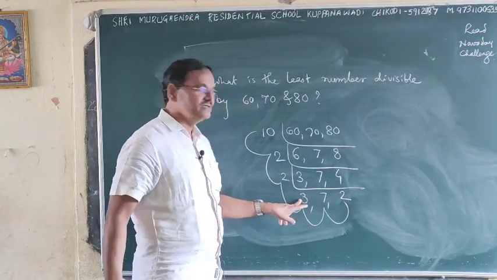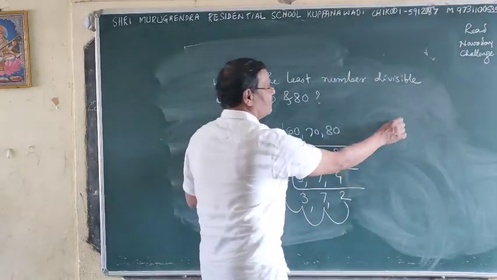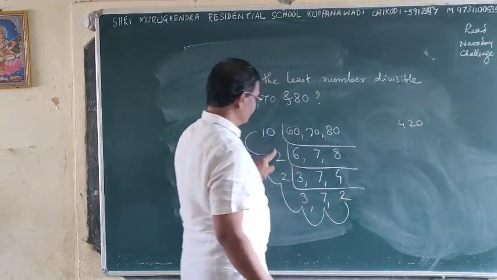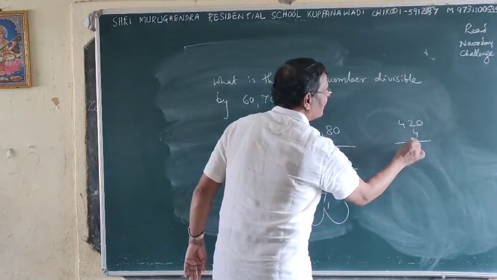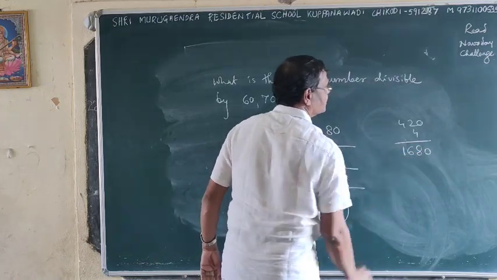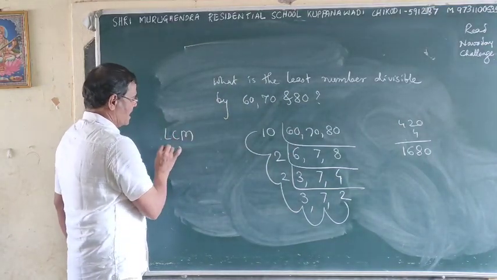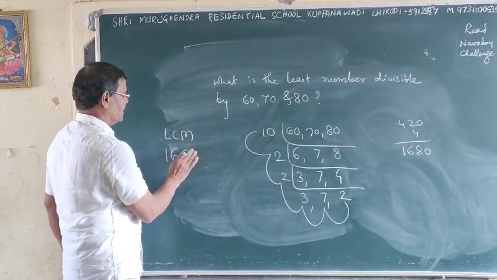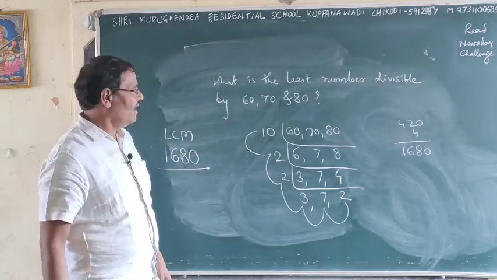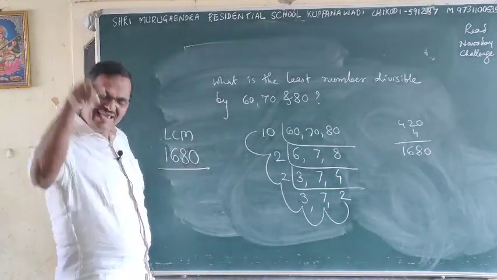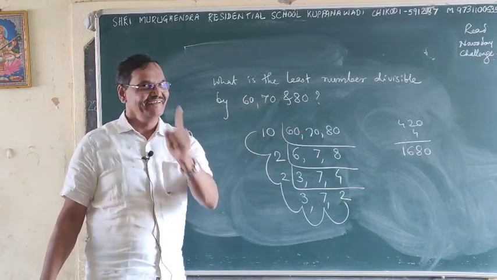7 2s are 14, 3s are 42. 42 10s are 420, isn't it? Then 4 2 remained. 4 2s are 8, 4 4s are 16. See, LCM is 1680. Then what is over? 1680 is the least number divisible by 60, 70, 80. Okay?